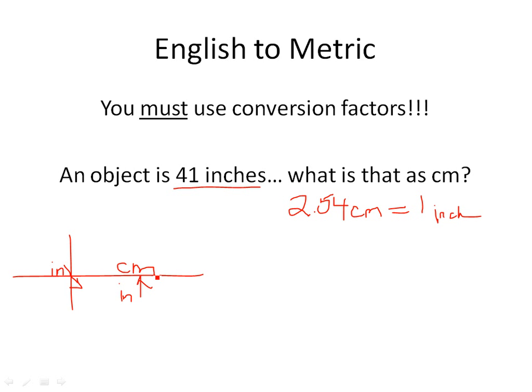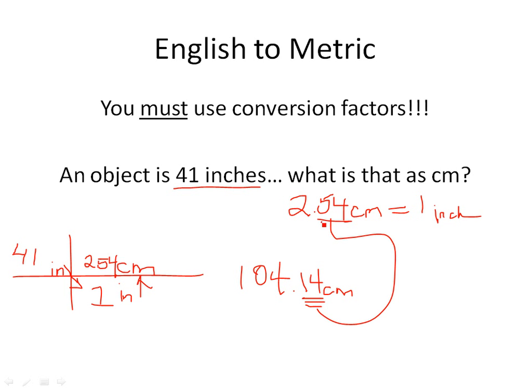Now, plug in what you know. We started with 41 inches, and for every 1 inch, it is 2.54 centimeters. So now we've set up a math problem where we have 41 times 2.54 is 104.14 centimeters. Why 2 decimal spaces there? Well, because there's 2 here. So you usually match the number of decimal spaces to the information that you're given.